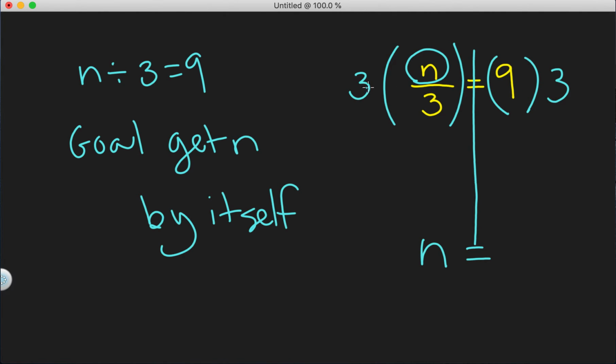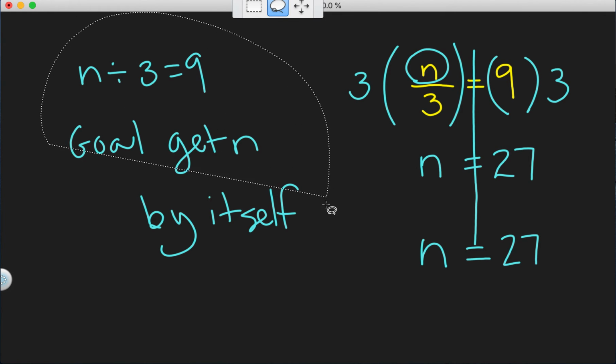What this is going to do is cancel my denominator. 3 times n over 3 will leave me with an n, and 9 times 3 is 27. Now we've got the n by itself. It's equal to 27, and I'm going to check it.